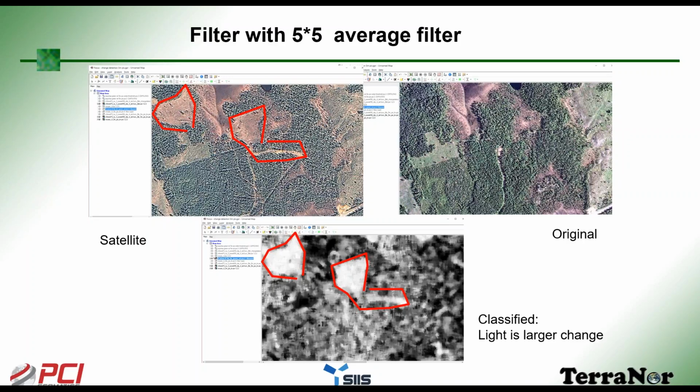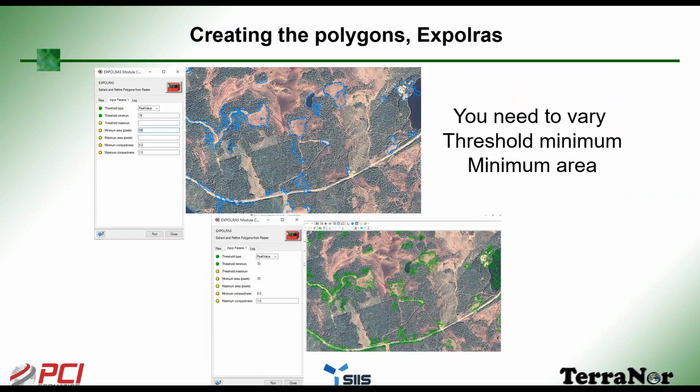And here we use a filtering to average out any minor changes in the stand. So both resampling to 5 meter and then filtering the result by 5 times 5. Then we ran a command in PCI called Expolras. Kevin didn't show the actual threshold values, but they will vary from project to project, and depending on whether you use percentile or real values. But we tried with different values here.